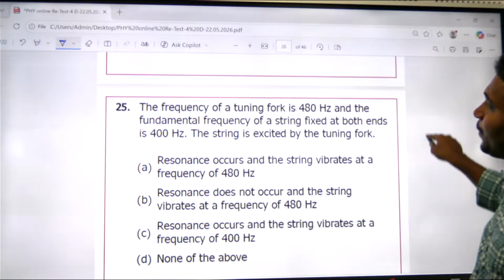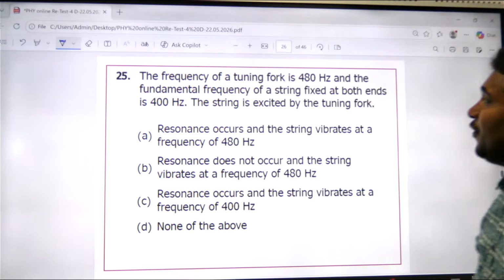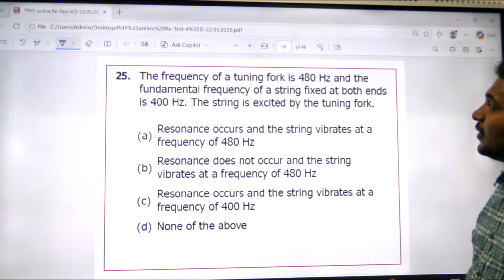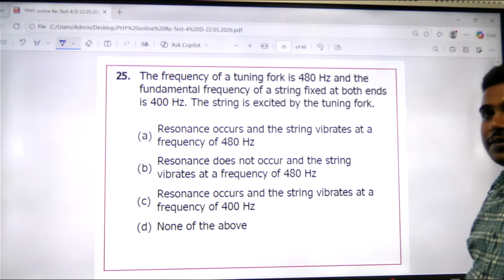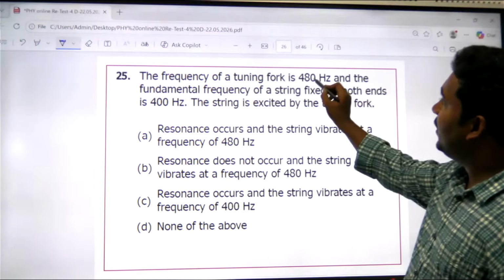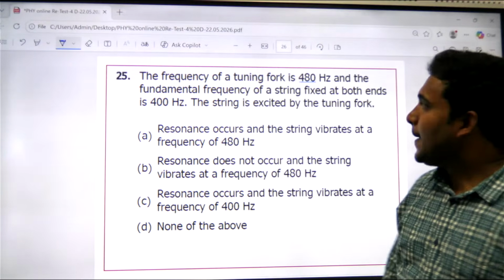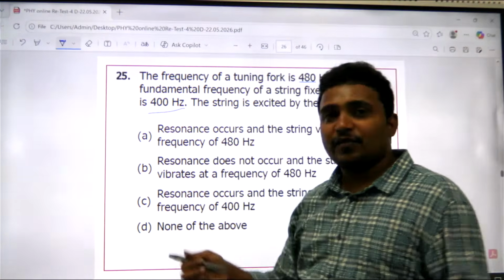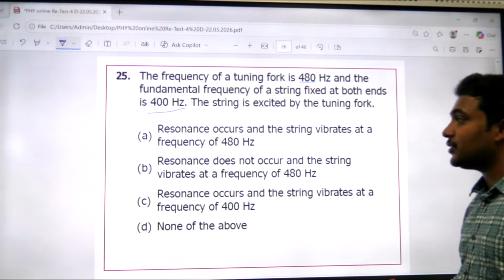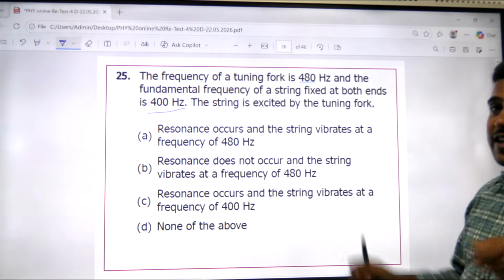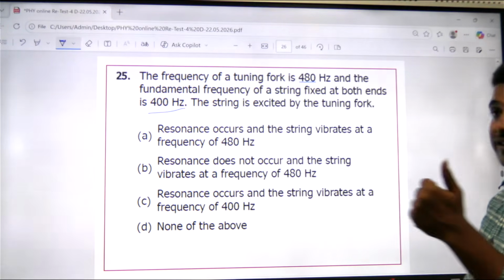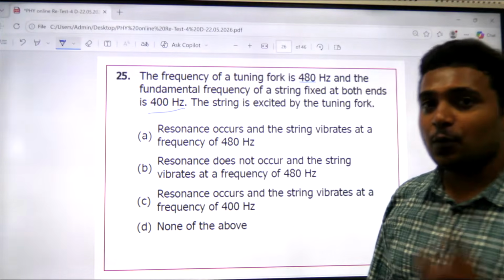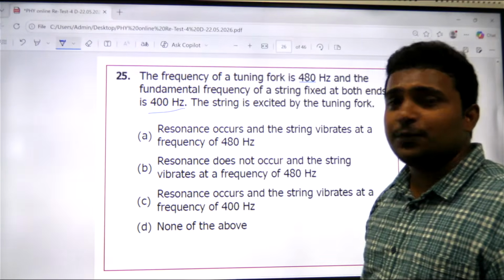The frequency of the tuning fork is 480 Hz, and the fundamental frequency of the string fixed at both ends is 400 Hz. The string is excited by the tuning fork. See here, we cannot change the tuning fork frequency, and the string is also fixed at both ends. You cannot even change the length of the string. That means you cannot change the frequency of the string. You cannot change the frequency of the tuning fork either. Then how are we supposed to proceed for this problem?